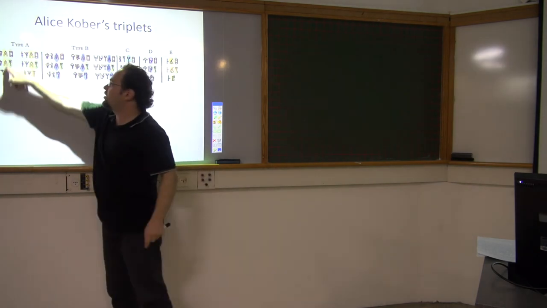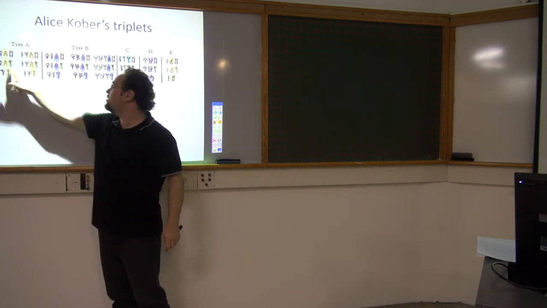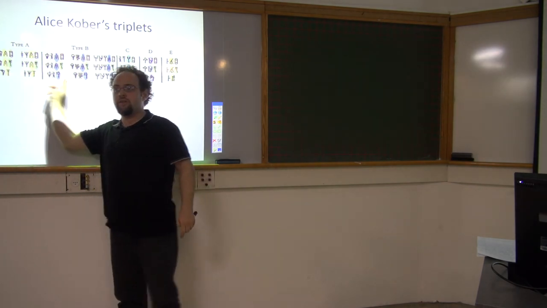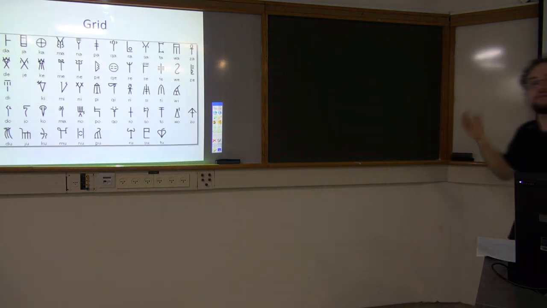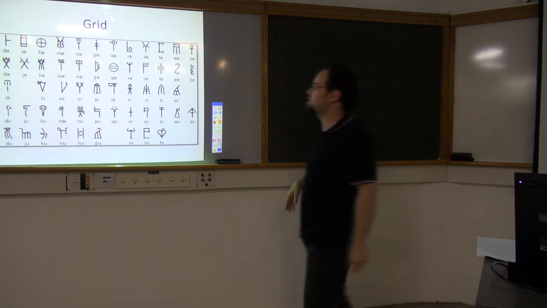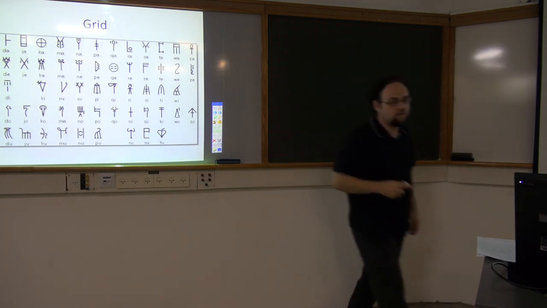Two letters which are here share the same consonant. Two signs which go like that share the same vowel. So you can build a grid. It took a few iterations by a guy named Michael Ventris.